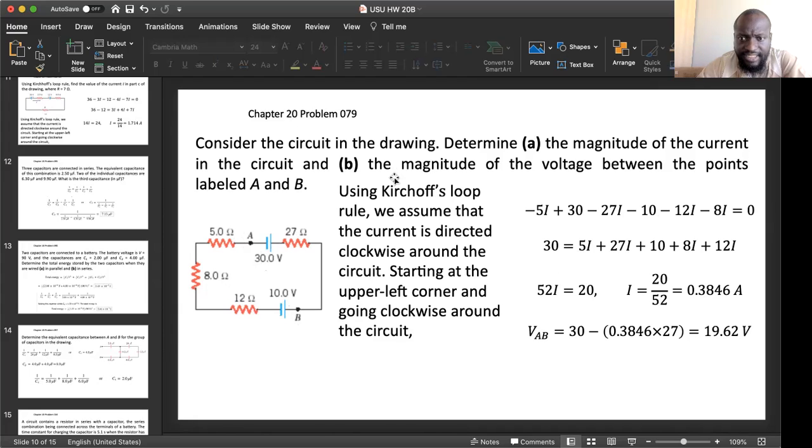For the B part, it's asking for the magnitude of the voltage between points A and B alone. So for points A and B alone, following the same direction, I have plus 30 minus 27i. That's all I have between points A and B, nothing else. And I've already gotten my I. So 30 minus 27 times that I gives me the voltage across A and B, 19.62 volts. Okay, that solves the problem for chapter 20, problem 79.